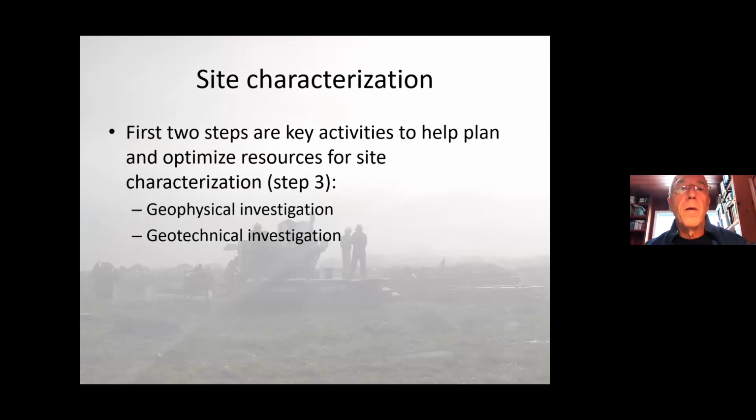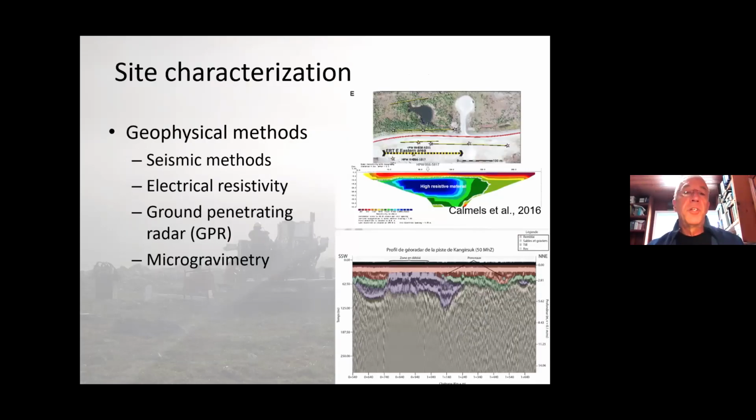The first two steps are, of course, key activity to plan the next step, which is site characterization. This usually involves some geophysical investigation and also geotechnical investigation. Geophysical methods are very helpful in helping to quantify the spatial distribution and the depth of potential problem.